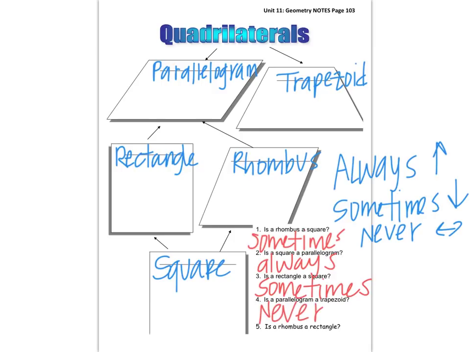And finally, number 5, is a rhombus a rectangle? So again, ordinarily, if things are side by side, the answer is never. But because rhombus and rectangle are in the same family, the answer here would actually be sometimes. If that rhombus were a square, then it would be a rectangle. So sometimes.